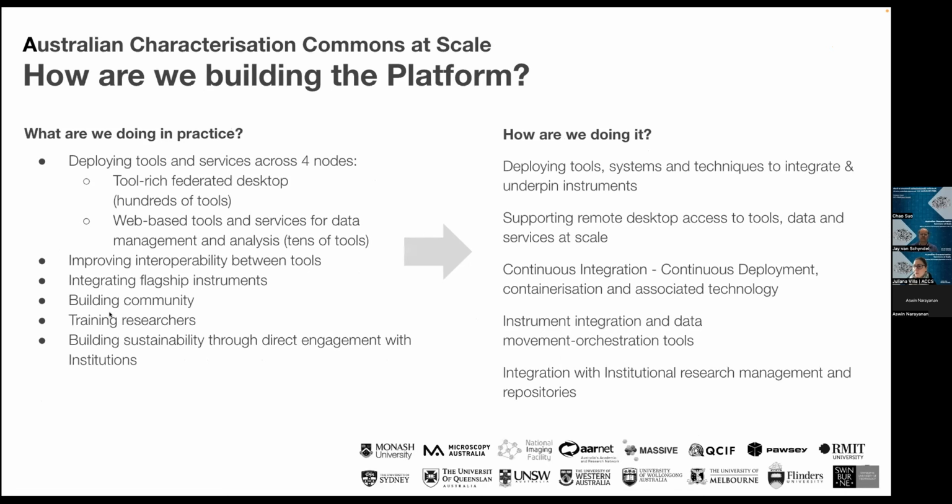What we do in practice, we are deploying tools and services across four different nodes: Massive at Monash University, the University of Queensland, University of Western Australia, and the University of Sydney. We are doing a lot of work on interoperability between tools. We are integrating flagship instruments, building community, and training researchers. We build sustainability through direct engagement with institutions, and we are also addressing data collections and data repositories as a key outcome of the project. And how do we do this?